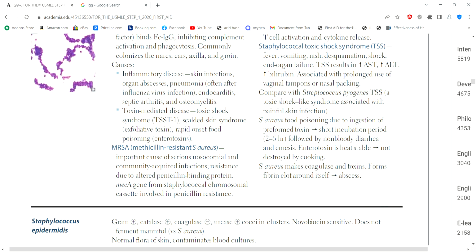Now, TSST-1 is a superantigen that binds to MHC II and the T cell receptor, which results in polyclonal T cell activation and cytokine release. Polyclonal means lots of different kinds of T cells are activated.